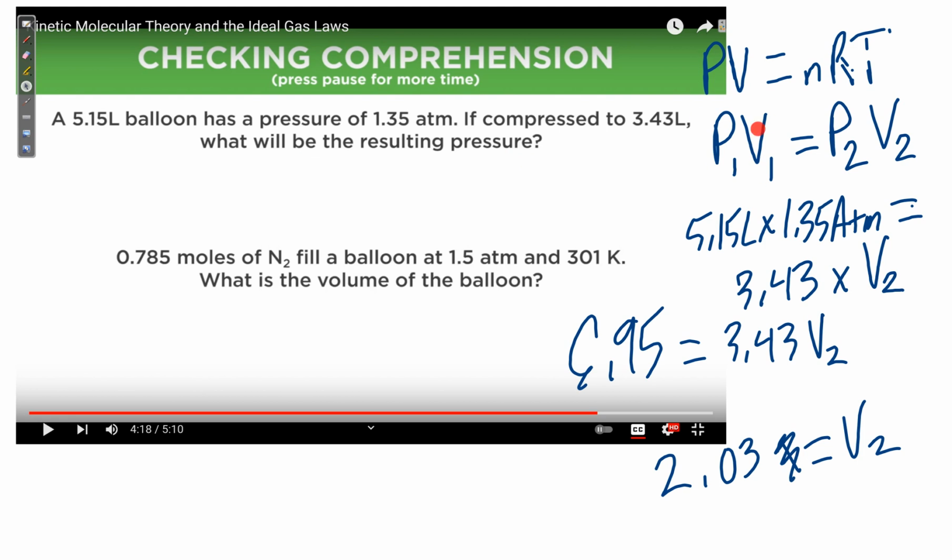Alright, so we're going to start off with P1V1 equals P2V2. The pressure times the volume of the balloon at the beginning has to be equal to the pressure times the volume of the balloon after compression. Then we just put in our numbers: 5.15 liters times 1.35 atmospheres of pressure equals 3.43 times V2, because that's our unknown. That's what we're trying to find. So now we multiply these and we get 6.95 equals 3.43 times V2. Then we divide both sides by 3.43, because this is multiplying, so we divide so it cancels out here, and we divide over here. And we're left with 2.03 equals V2.